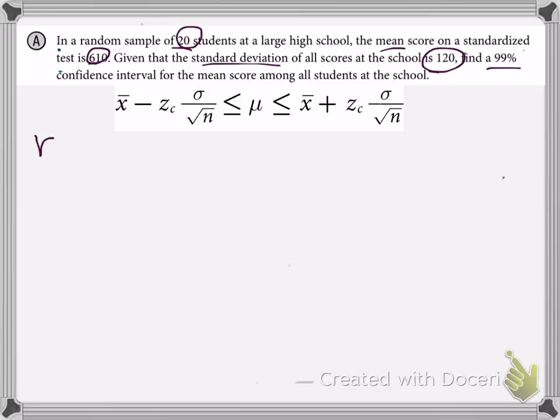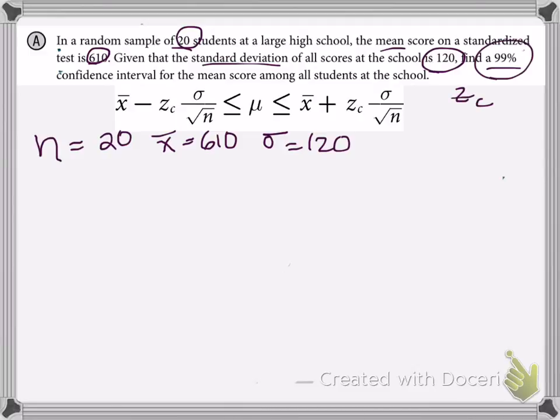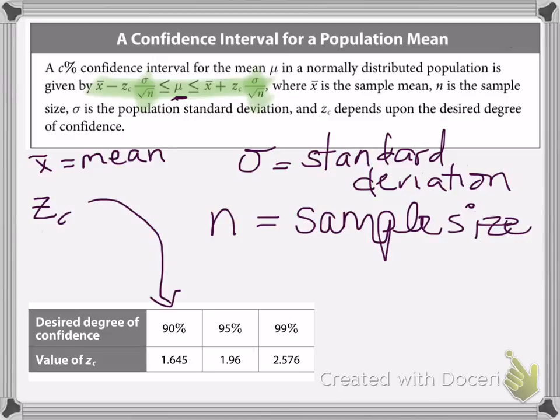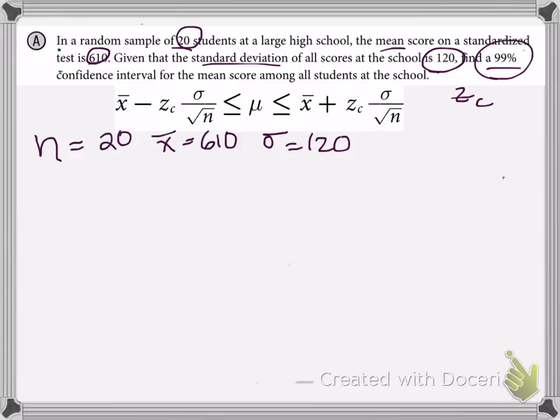So what do they give us? They give us n as 20. Then they give us that the mean is 610. Then they tell us that the standard deviation is 120. And then they also tell us they want a 99% confidence interval. That's our z of c. And using this previous page back here, we have 99% is 2.576. So I'm going to go back over here, and z of c is going to be 2.576.